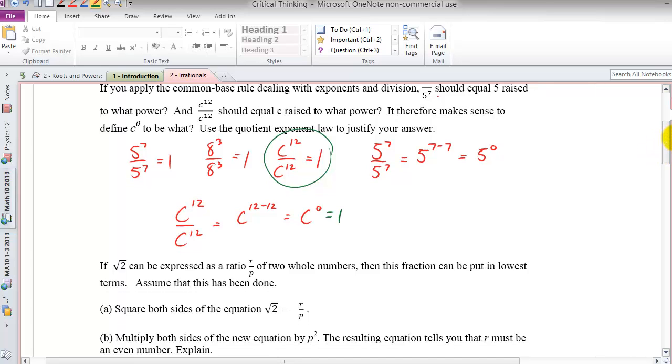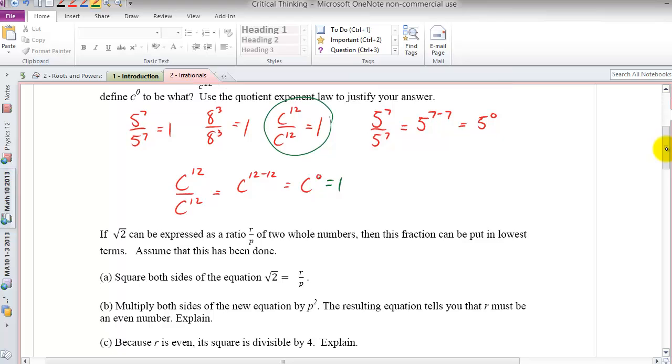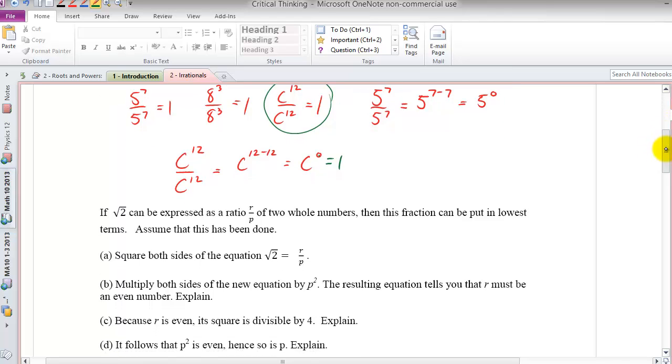Some of the students said, well, I know that c raised to the power of 0 is 1 because my math teacher last year told me so, which is fine, but now you have a way to justify it to someone else. If someone else asks you why, perhaps you could go through this explanation and show them.